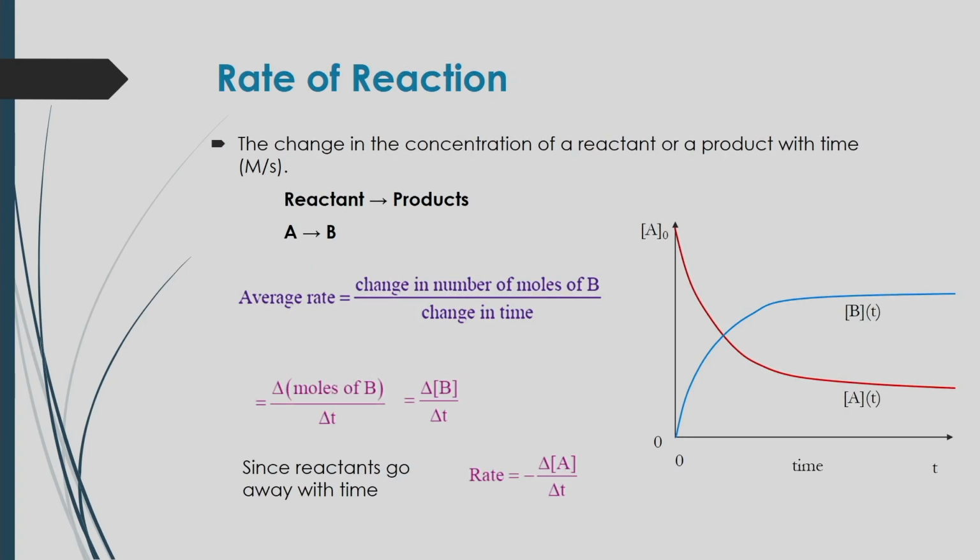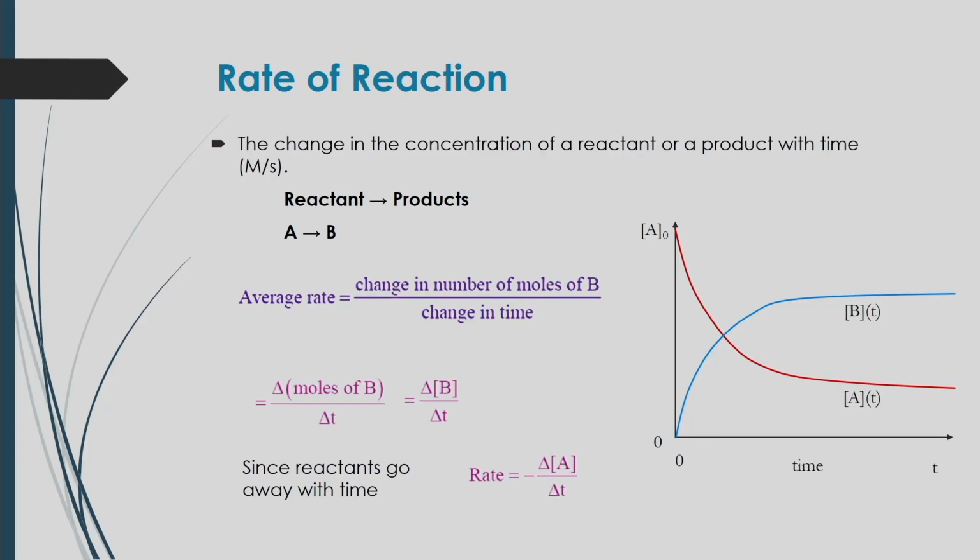Another important thing is that most chemical engineering processes actually depend on reactions. So how do we express the reaction rate? Suppose there is a reaction where A gives products B, and we consider the change in the concentration of the reactant or product with time. In this case the average rate of reaction is considered as the change in the number of moles of B per unit time of change.